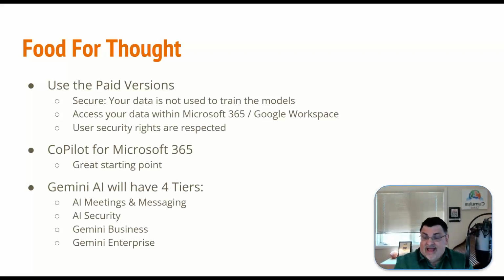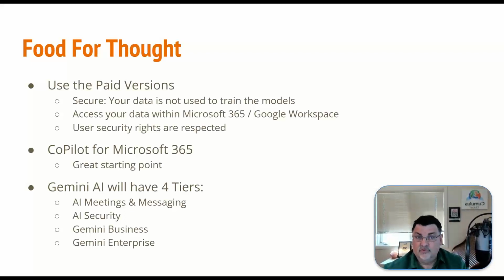We expect Gemini AI is going to end up with 4 tiers of products and services at different per user per month costs. At the lowest level will be 2 parallel products. One is AI for meetings and messaging. This is specifically around tools for monitoring and managing the meeting assistant functions that we talked about earlier, as well as AI within Google Chat and other messaging tools. The other is AI security, which will bring some of what we talked about in the Microsoft 365 environment into the Google environment, where you'll be able to use artificial intelligence to help manage your permissions and your security settings and actions.